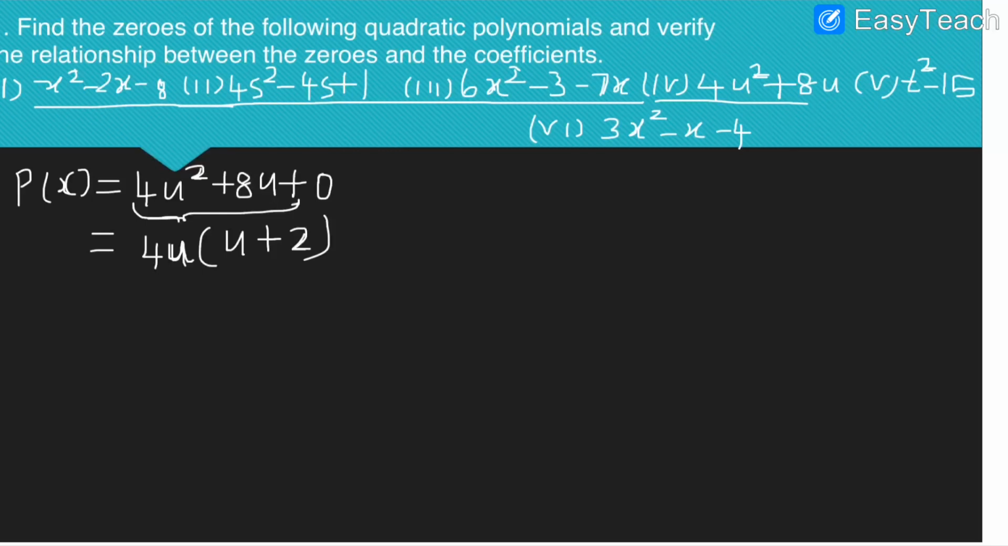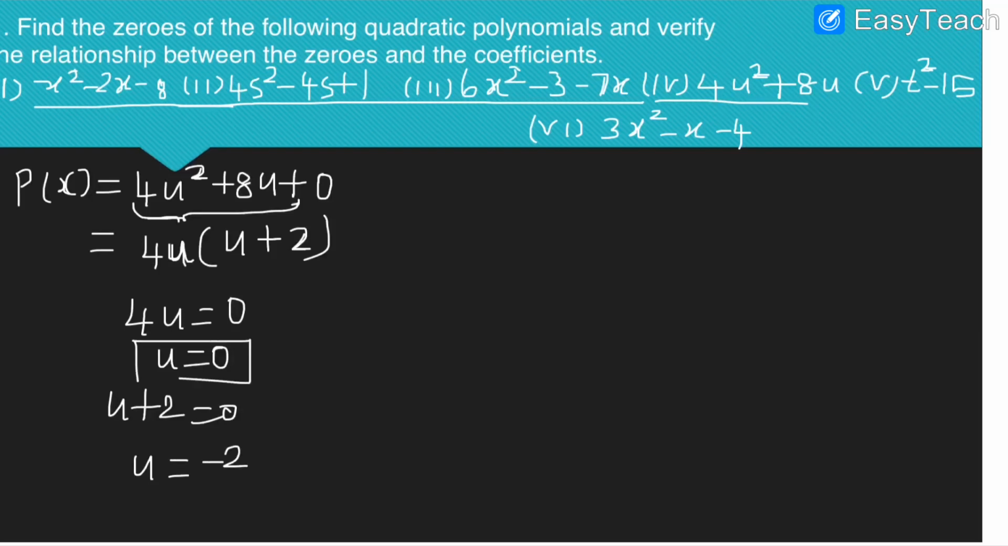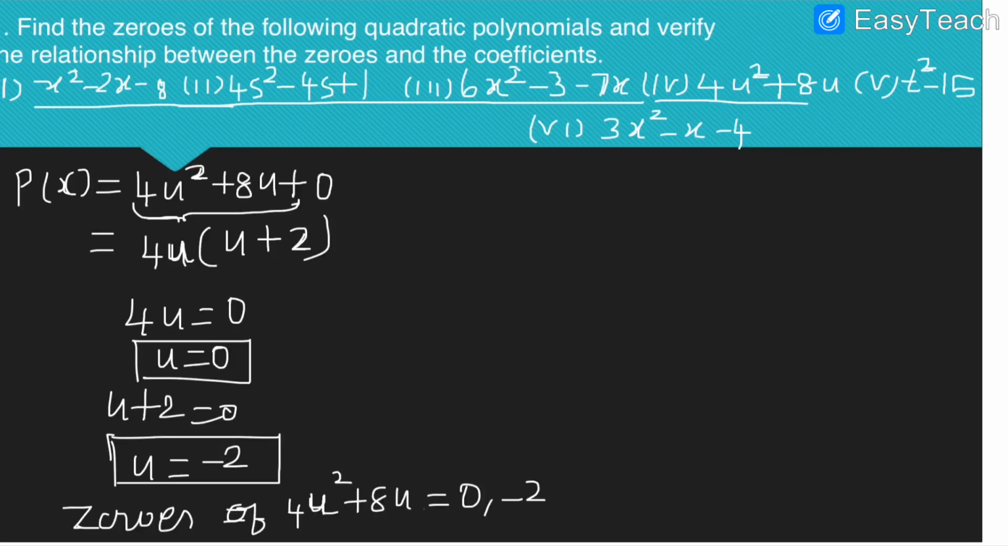Next step, we assume each term as 0. So 4u equals 0, so u equals 0. The next term, u plus 2 equals 0, u equals minus 2. So we got the two u values. These are the zeros. So the zeros of 4u square plus 8u are 0 and minus 2.